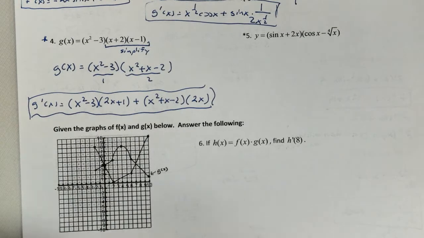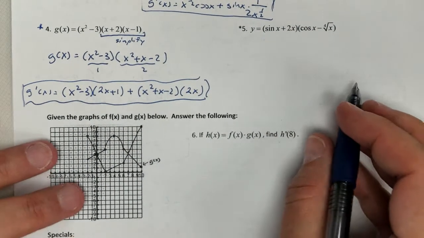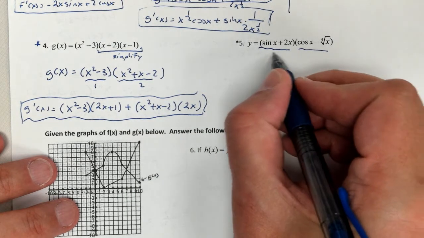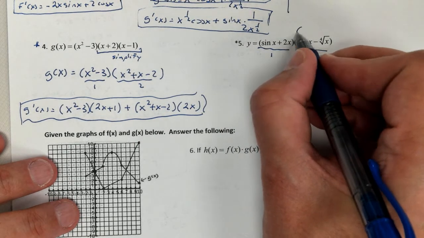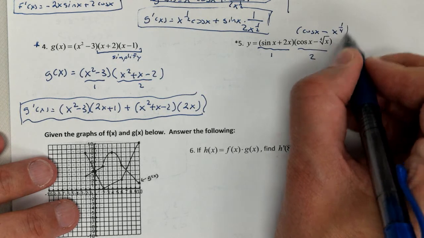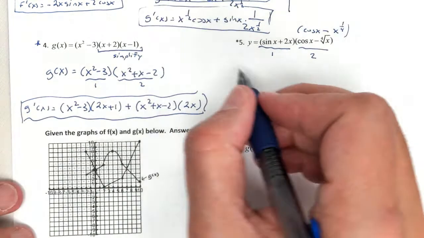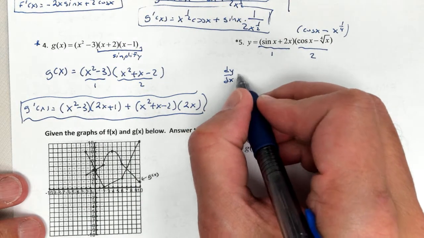Don't simplify them. All right, so for number 5, let's see here. Again, I'm multiplying. I'm using my product rule. There's my first, and there's my second. This one's pretty nasty, so I'm going to rewrite it, cosine of x minus x to the 1/4. That's going to become an issue for us later on, but right now we're not going to worry too much. Now, since I used y, I'm going to be fancy. I'm going to say dy dx.